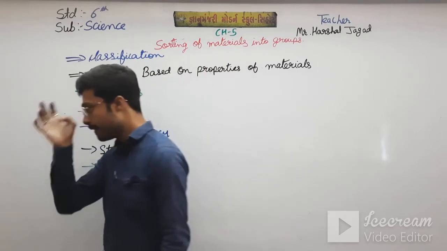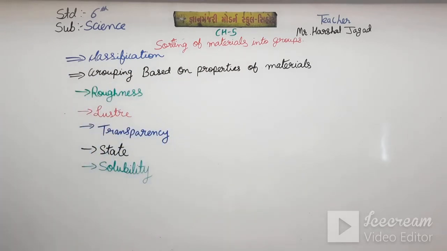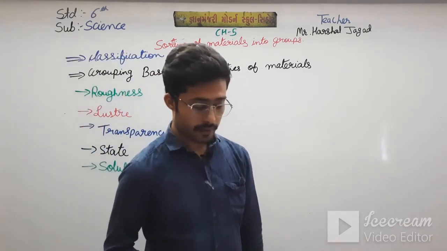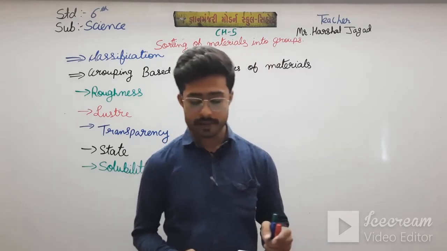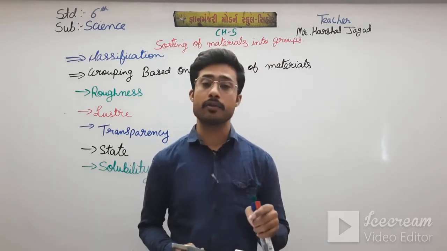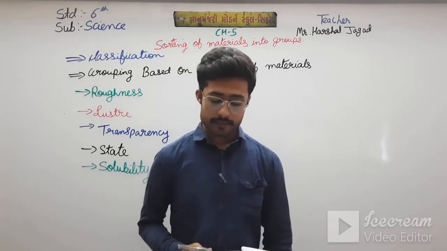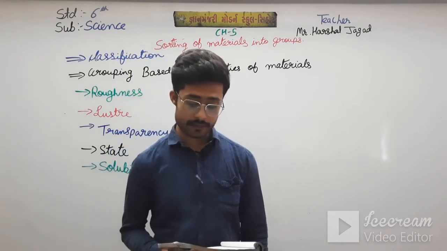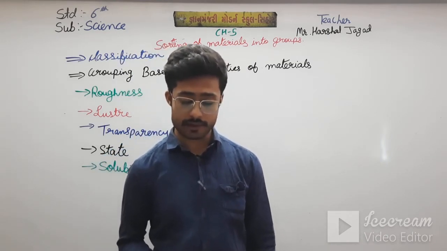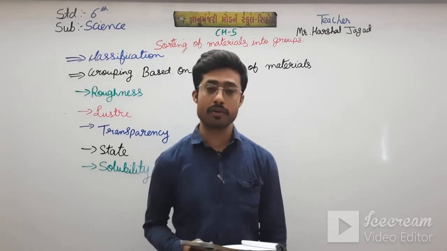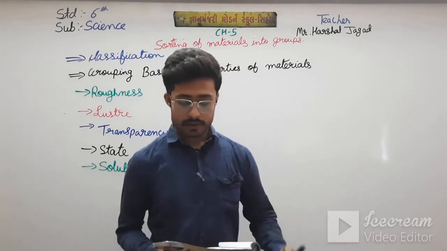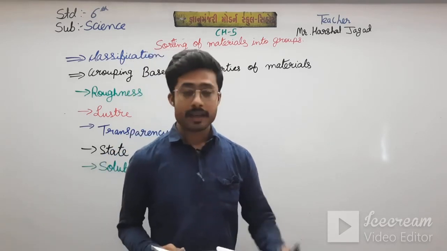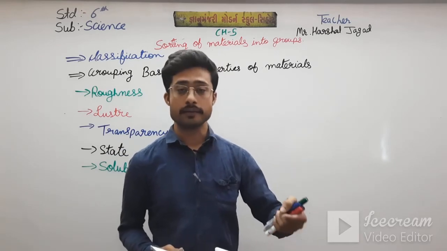Now see the solubility of solids. Solid substances that dissolve in a given liquid are called soluble substances. For example, common salt and sugar are soluble in water. Solid substances that do not dissolve in a given liquid are called insoluble substances. For example, wood, metal, plastic, stone, sand, chalk powder and wax are insoluble in water. Salt is soluble in water, chalk is insoluble in water.